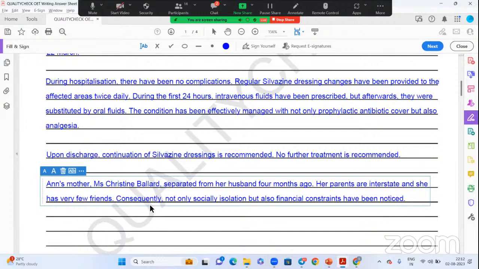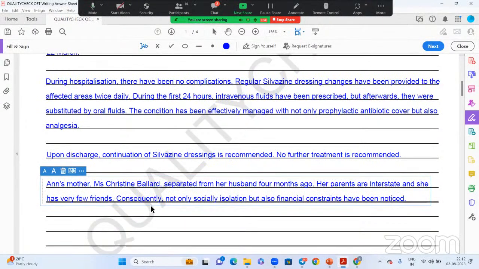not only social isolation, but also financial constraints have been noticed because of all these things. Or you can say, if you don't want noticed, have been experienced. Better word. Social isolation is experienced and financial constraints are experienced. So all these have been experienced since the separation.